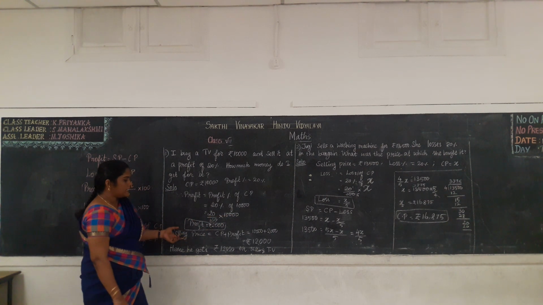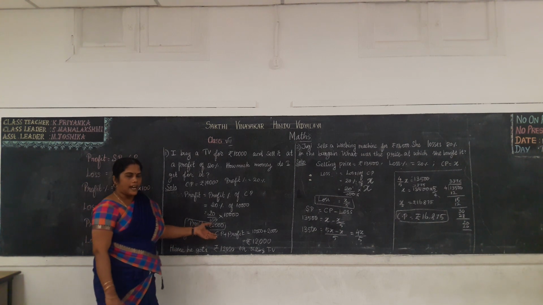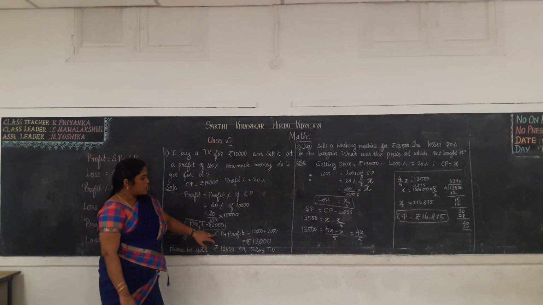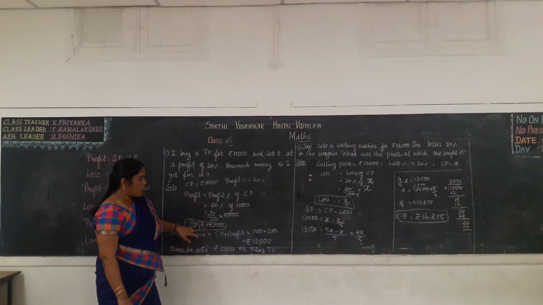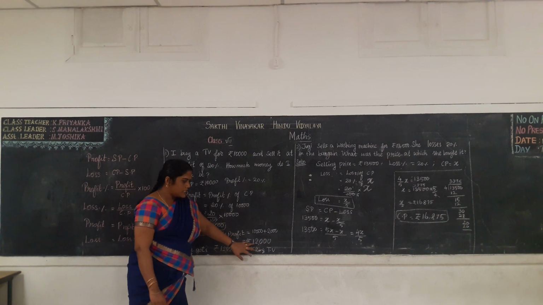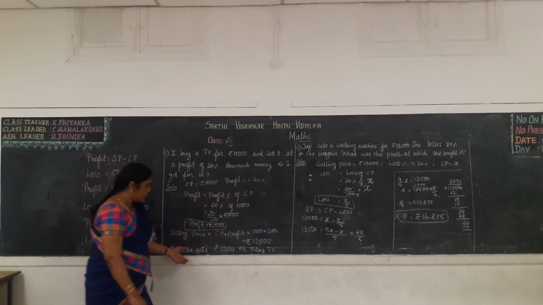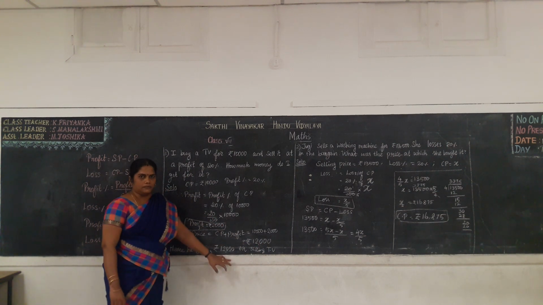Okay, so to find the selling price, we just add cost price and profit value. Cost price is 10,000 and the profit we already found is 2,000. So when we add these two, we get 12,000. So our selling price is 12,000.